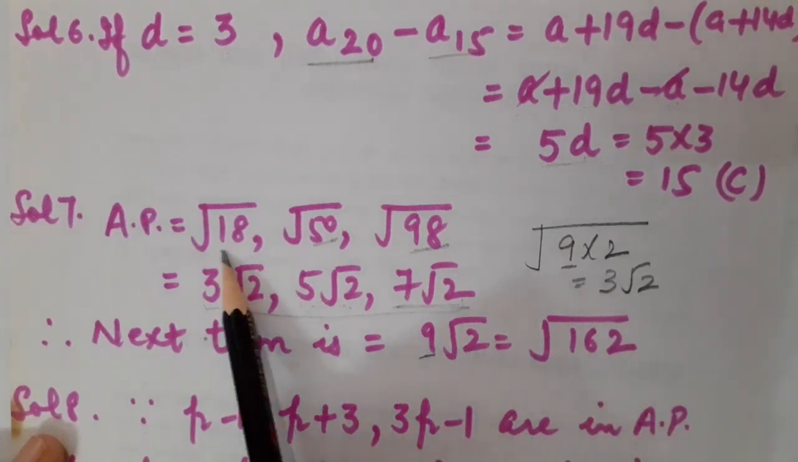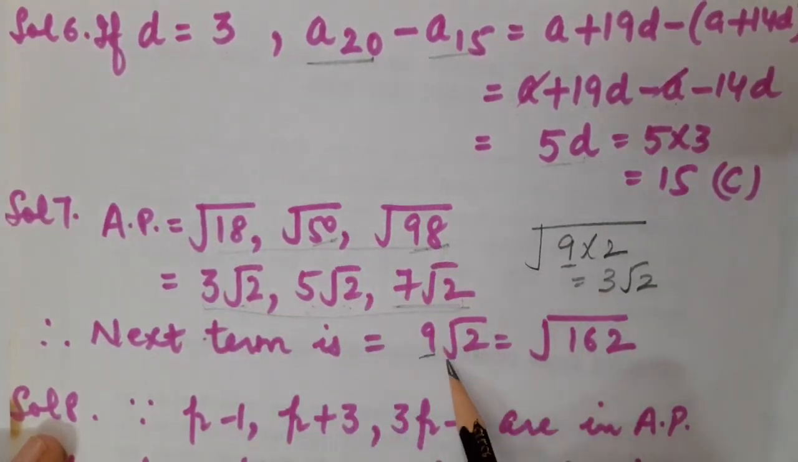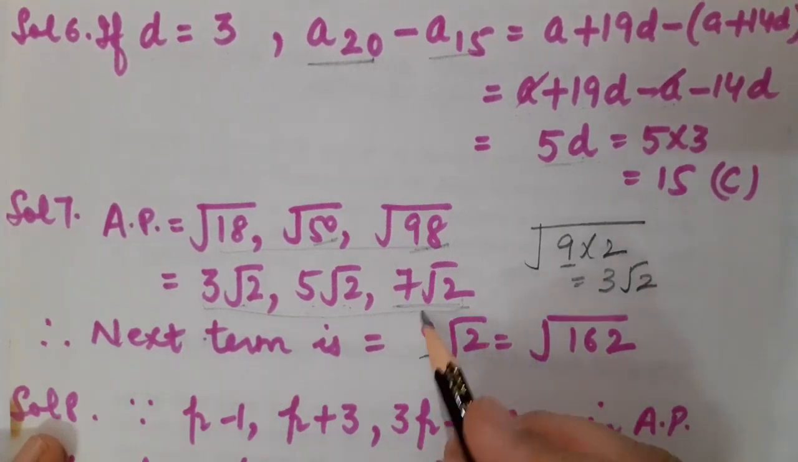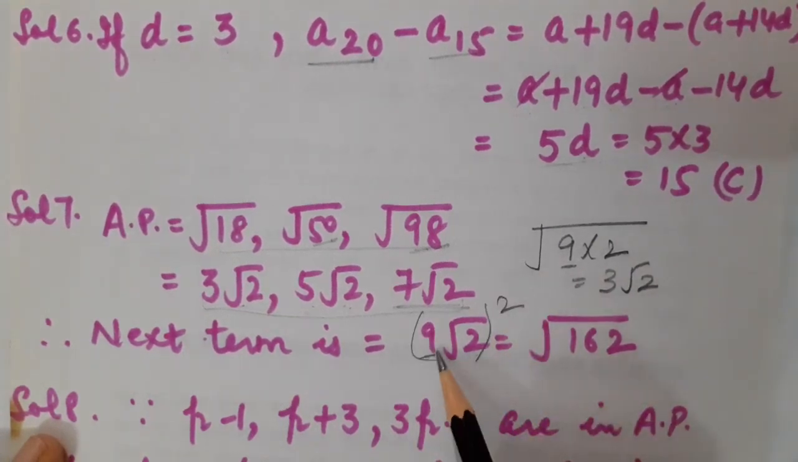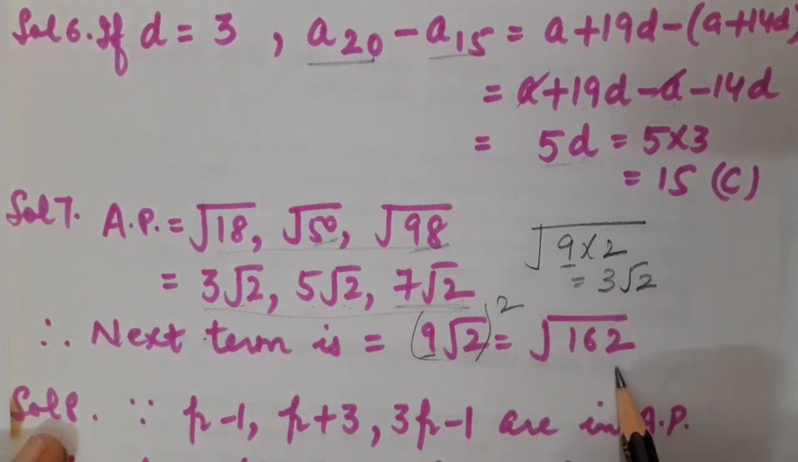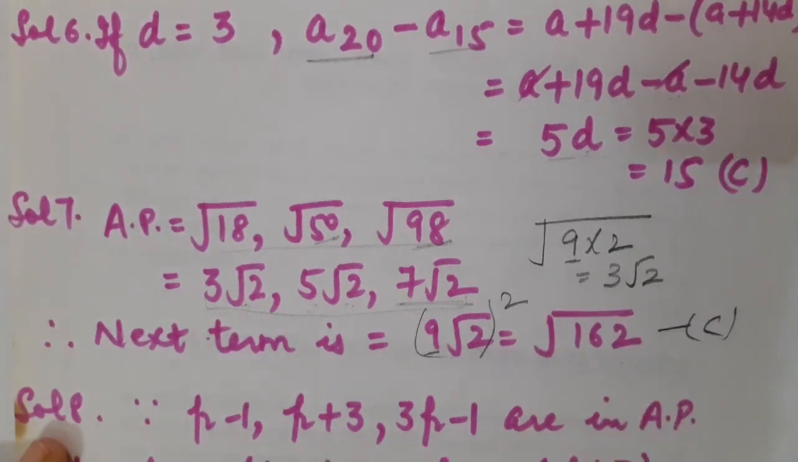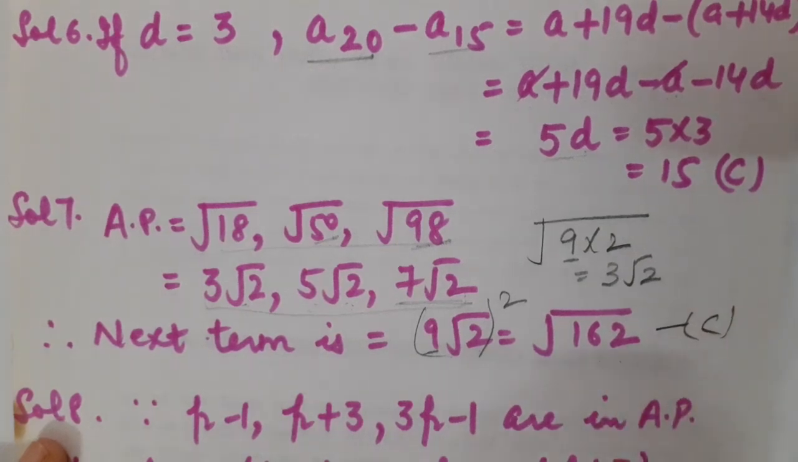But as we have to give the answer like the given terms, I am going to take the square of this 9 root 2, inside the root. It will be 81 into 2. So you will get root 162. Correct, students? And this is option C, which is the correct one.